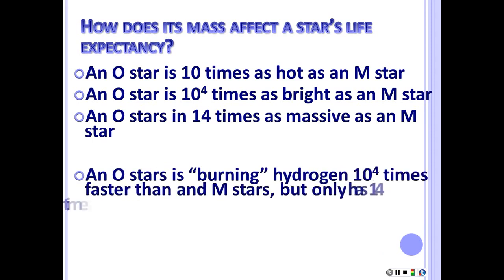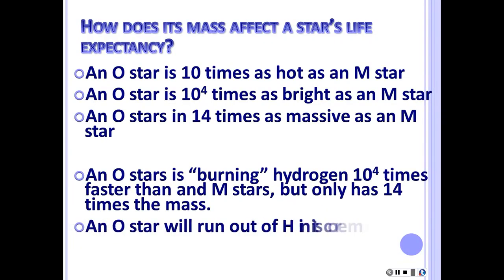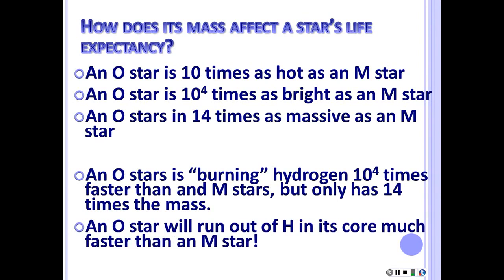Well, the O star has to be burning hydrogen, doing fusion 10 to the 4 times as fast to be 10 to the 4 times as bright, right? It has to do 10 to the 4 times as many reactions every second to be that bright compared to the M star. But it only has 14 times as much mass, so it only has 14 times as much fuel. And so it will run out of hydrogen much faster. So an O star will evolve much faster than an M star.